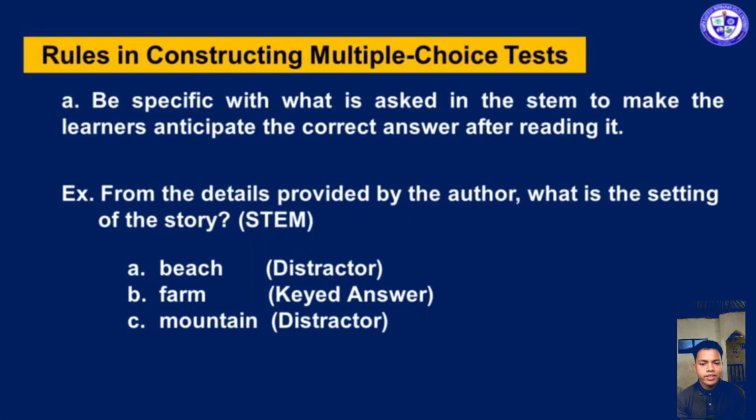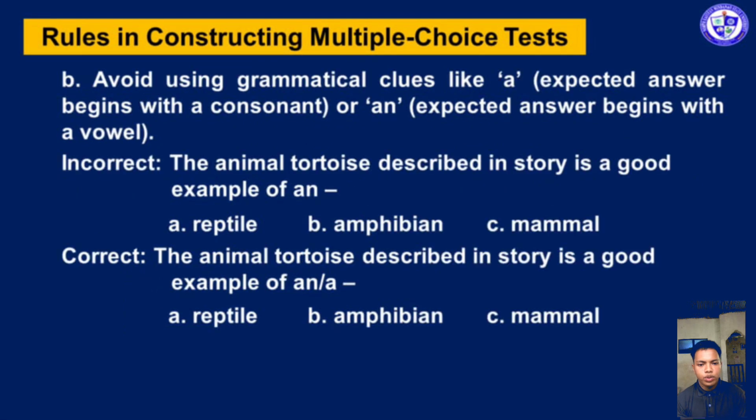So let us discuss the rules in constructing multiple choice tests. So first, be specific with what is asked in the stem to make the learners anticipate the correct answer after reading it. Another rule is to avoid using grammatical clues like a, which means that expected answers begin with a consonant, or an, which means that expected answers begin with a vowel.